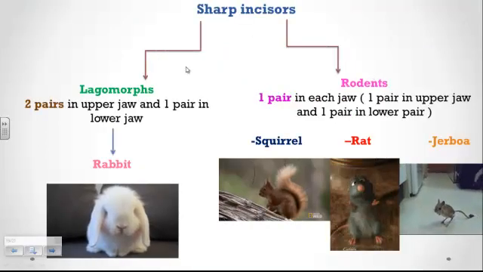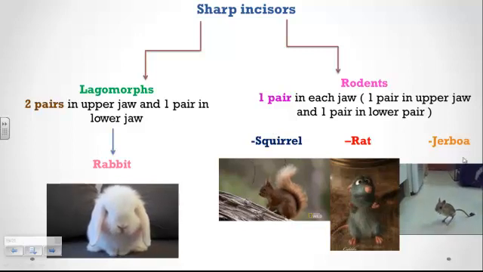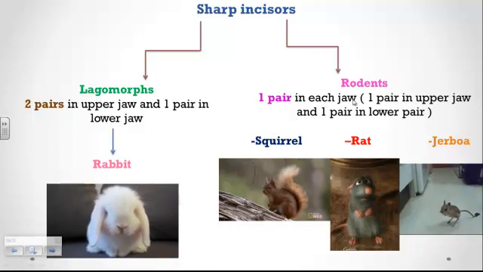Sharp incisors, like lagomorphs and rodents. Rodents like rat or mouse, squirrel and gerbil. Each one of them has 1 pair on each jaw. 1 pair means 1 pair in the upper jaw and 1 pair in the lower jaw, which is called rodents, like squirrel, rat, and gerbil.